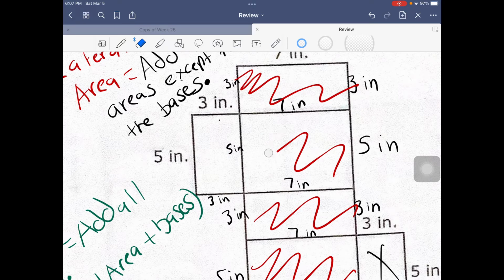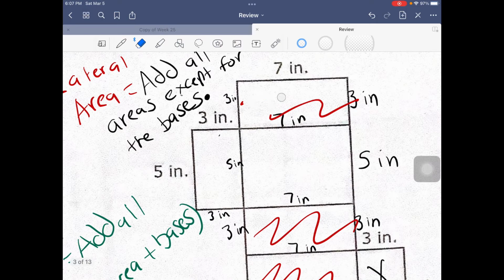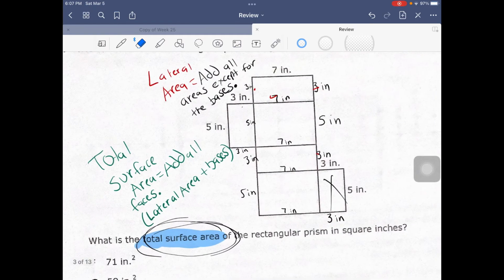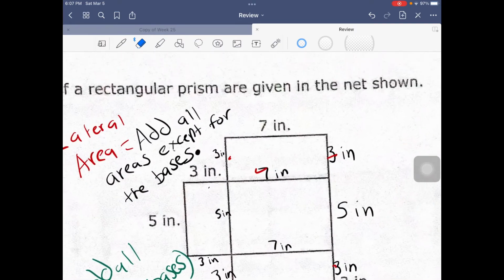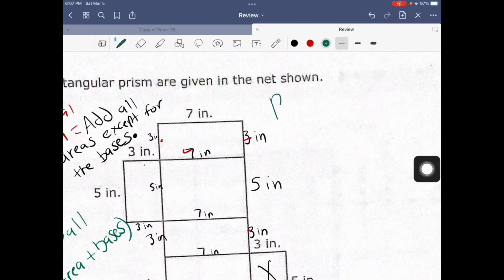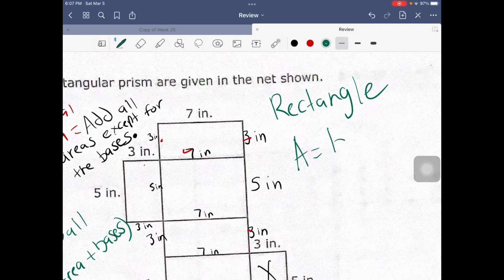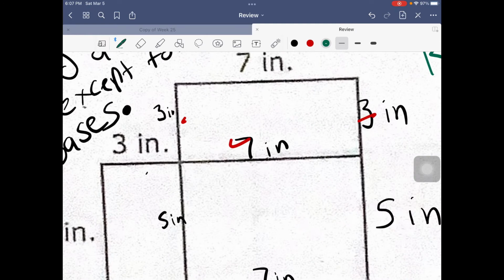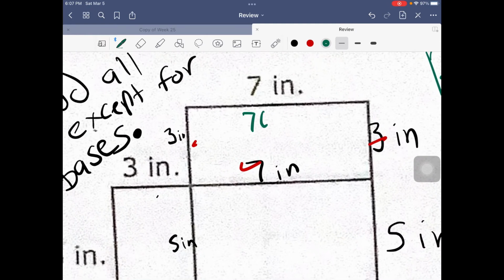Let me just erase the lines I drew without erasing everything. Ahora, there we go. How do I find the area for all of these, actually? What shape do we have? Rectangle. What's my formula for area of a rectangle? Base times height. So you're going to multiply the base times the height. Right here, we're going to multiply 7 times 3. What's 7 times 3?